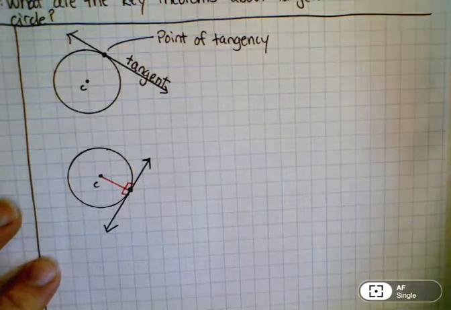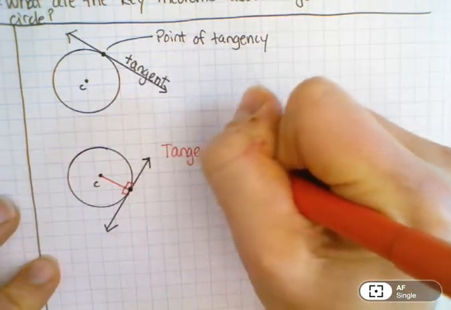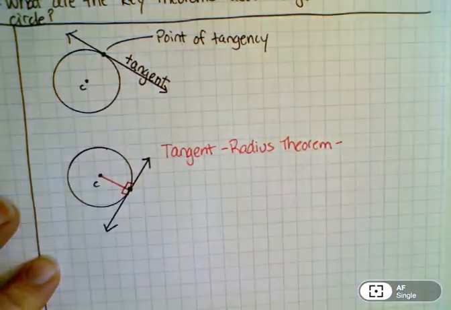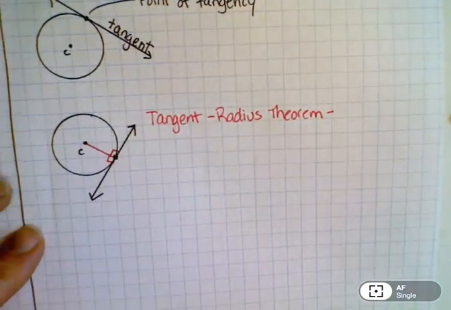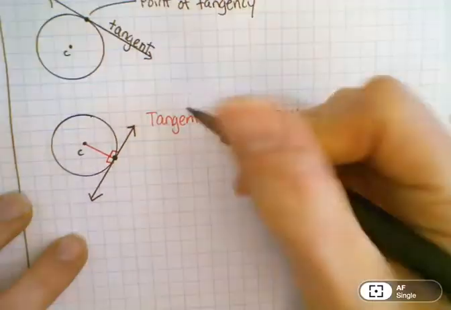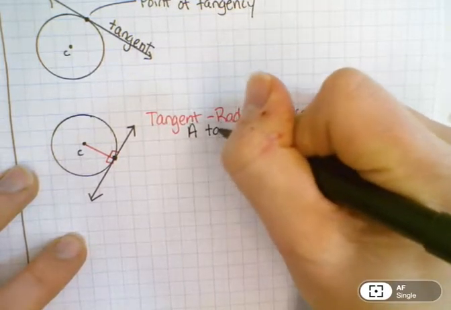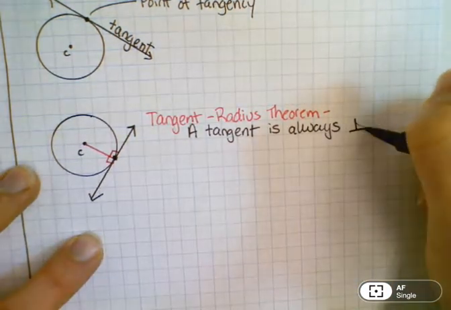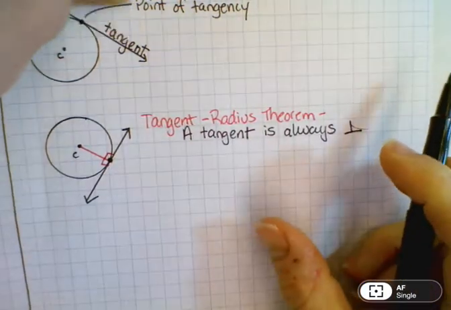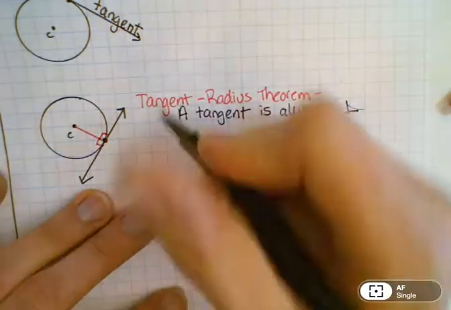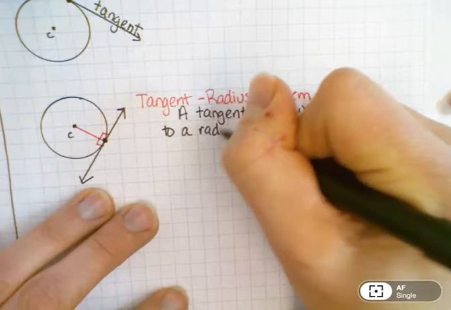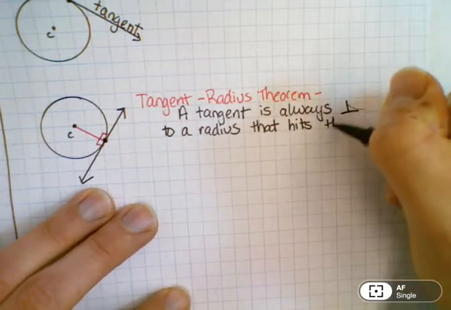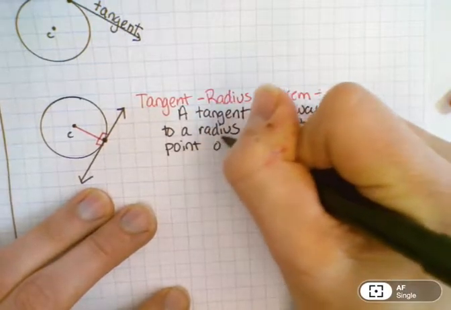So we're going to go ahead and write down this theorem. It's called the tangent radius theorem. And you should feel free to write the theorem down in your own words if that's useful for you, but I'm going to go ahead and write down what the book says. So the book says, well, no, I'm going to abbreviate it. A tangent is always, that symbol means perpendicular, which means hits at a 90-degree angle. So a tangent is always perpendicular to a radius that hits the point of tangency.